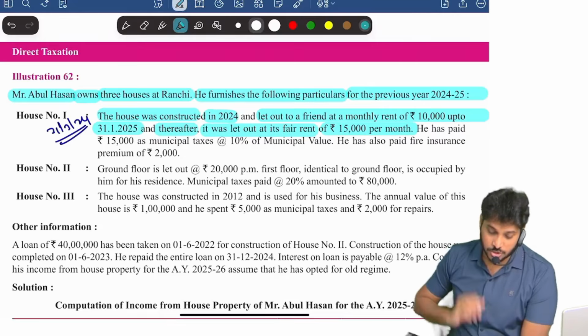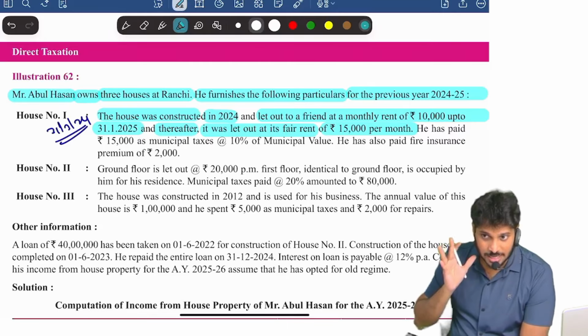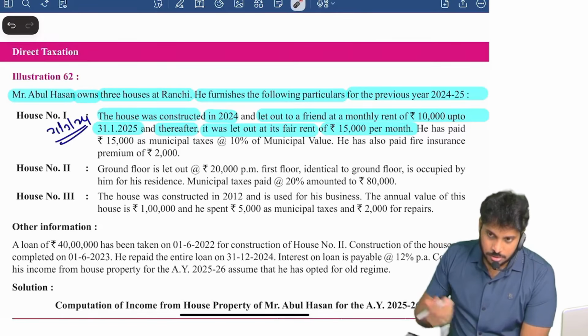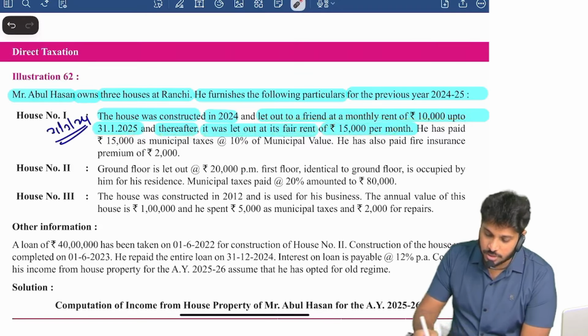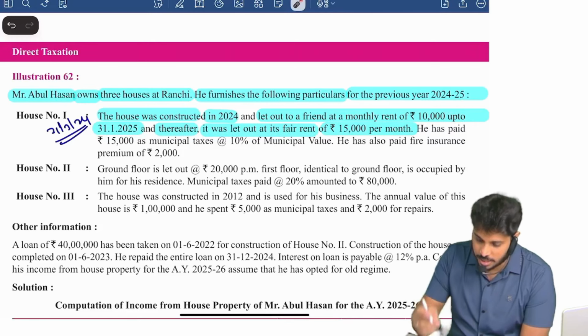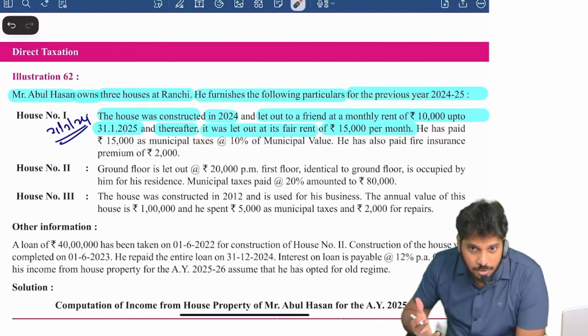Which means throughout the year it was rented. There is no vacancy. Can I interpret that way? It is let out to a friend up to 31st January. Thereafter, it was let out at fair rent itself. Originally, it was rented at 10,000. Thereafter, rent is 15,000. Which means indirectly, there is no vacancy, because they didn't talk about vacancy.